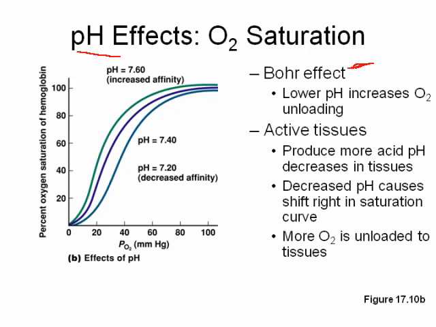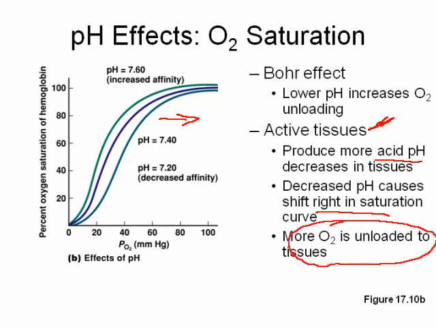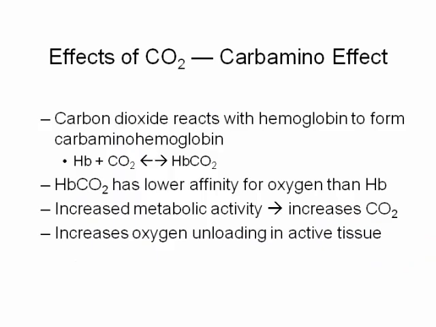pH effects. This is also referred to as the Bohr effect. Lowering the pH increases the unloading or the delivery of oxygen. Well, pH goes down when metabolism goes up. So again, it makes sense. Active tissue produces a more acidic pH, causing a shift to the right in the saturation curve so that more oxygen is unloaded to the tissues.